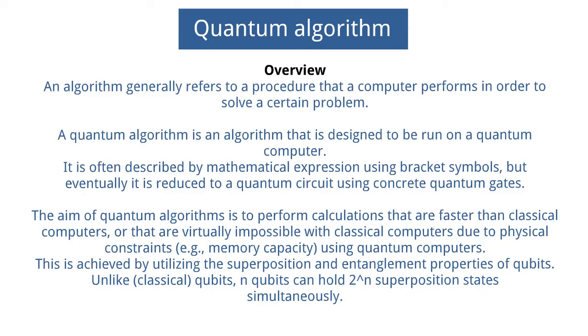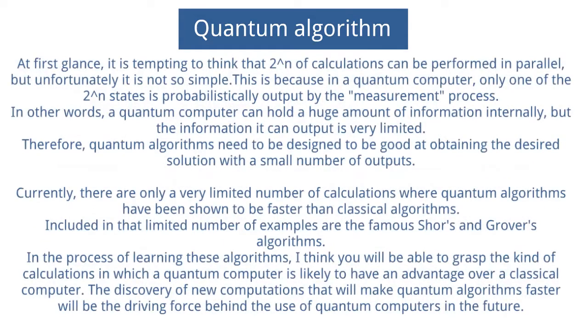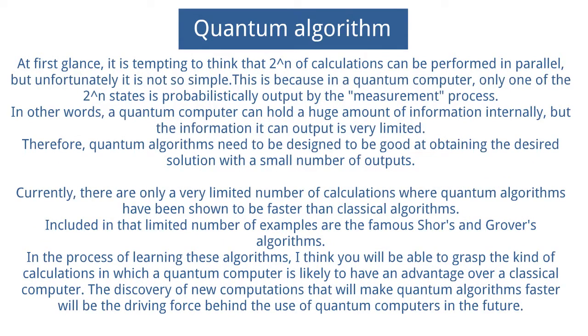Example, memory capacity, using quantum computers. This is achieved by utilizing the superposition and entanglement properties of qubits. Unlike classical bits, n qubits can hold 2 to the power n superposition states simultaneously. At first glance, it is tempting to think that 2 to the power n calculations can be performed in parallel, but unfortunately, it is not so simple.